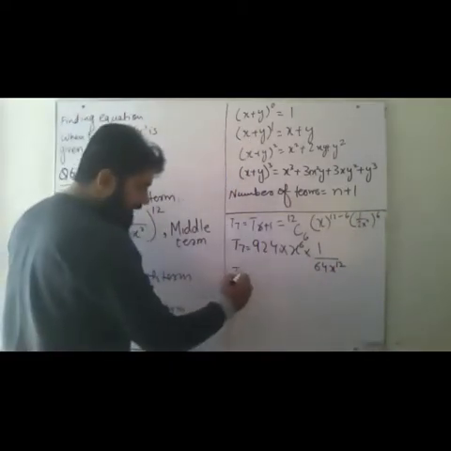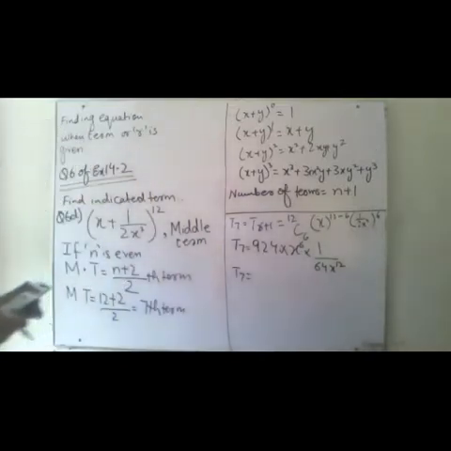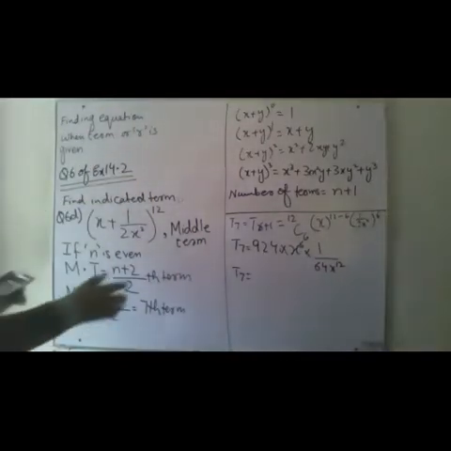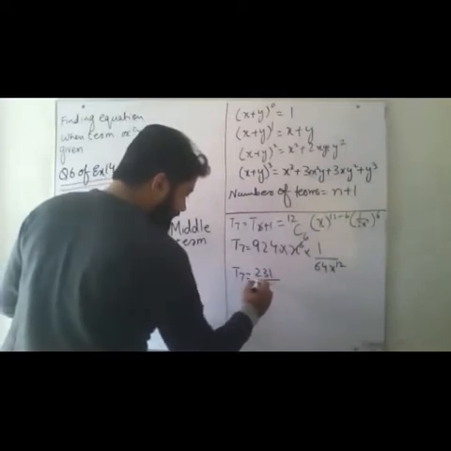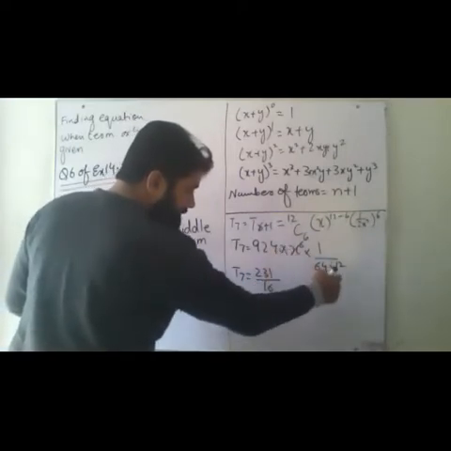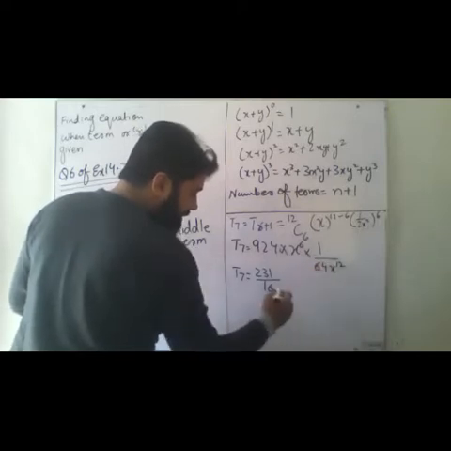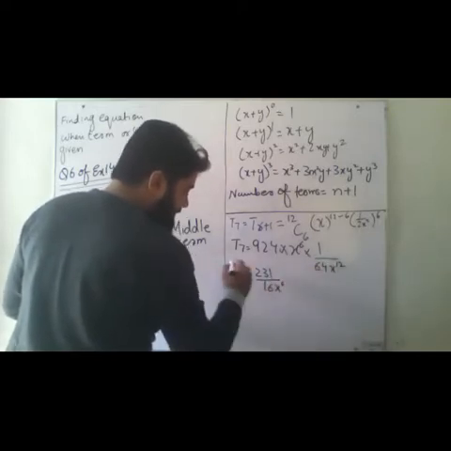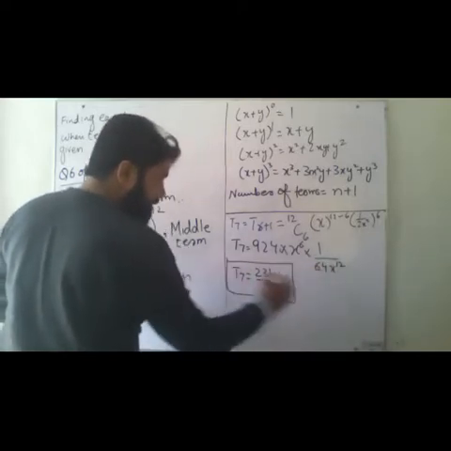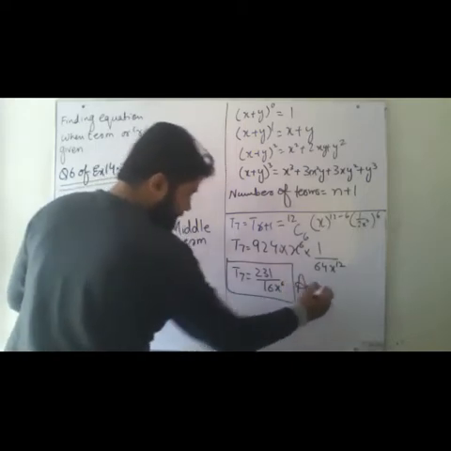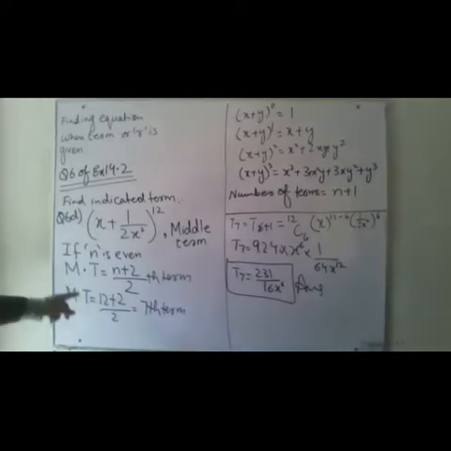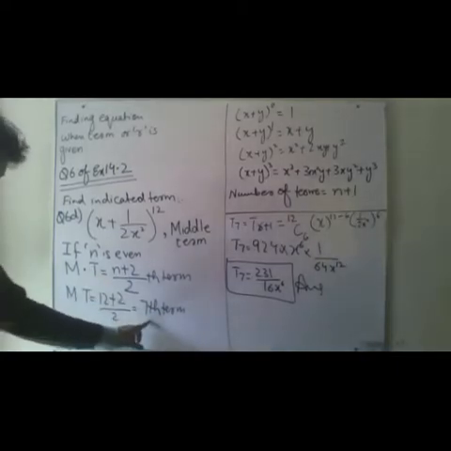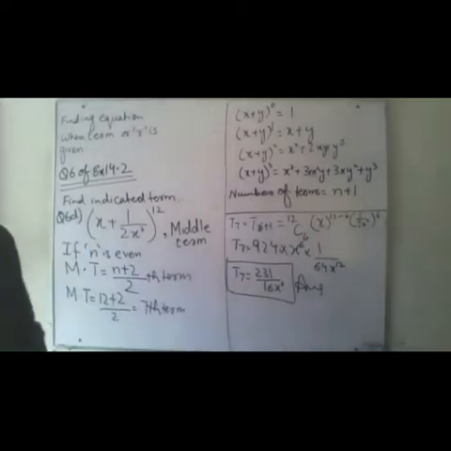Okay, simplifying it further, 924 divided by 64, my answer is coming 231 over 16, and same bases being divided, power will be subtracted, so this answer is coming. Okay, so the middle term for this one is this thing.